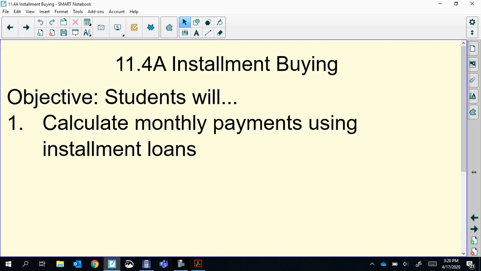Hey guys, we're going to look at installment buying, which just means making monthly payments, and we'll calculate what the payments would be. If you actually go into banking or anything like that, you will actually be doing this. Although they do have some computer programs and things that do it for you.